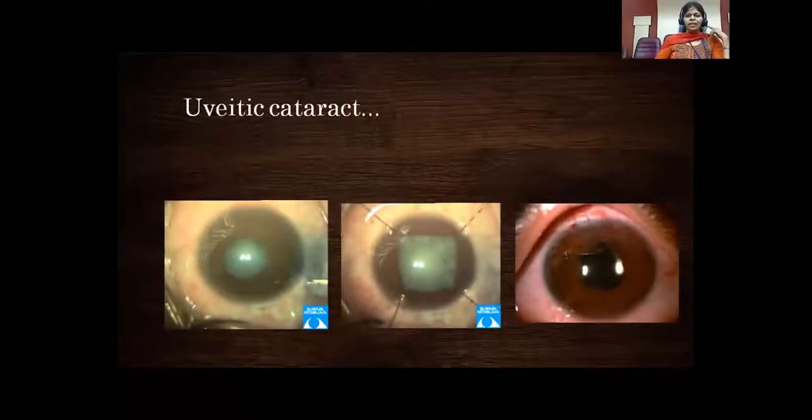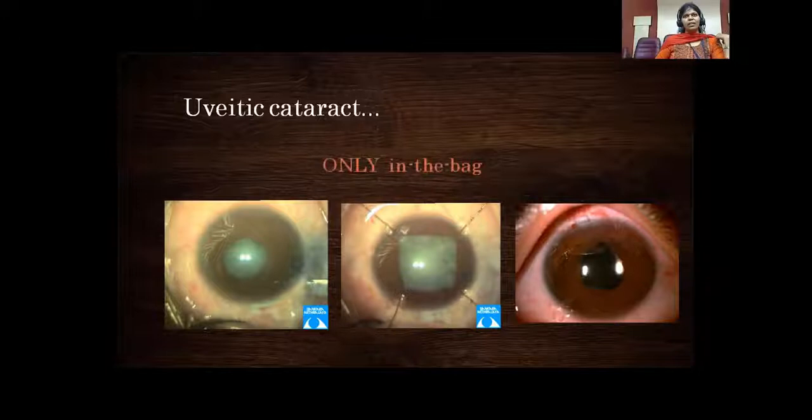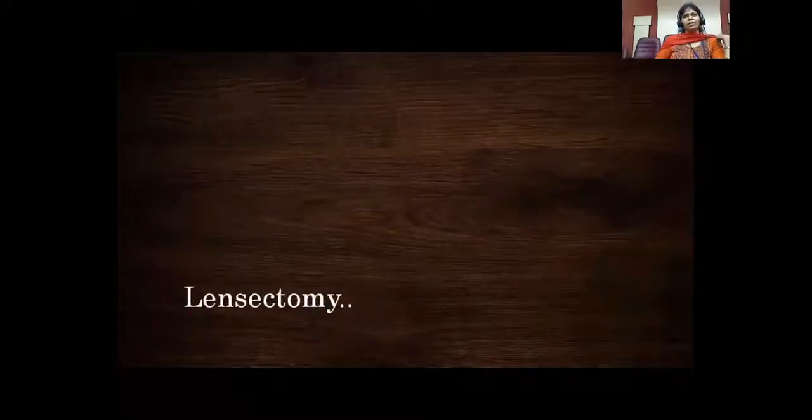And uveitic cataract is again another challenge, where you work hand in hand with the uveitis specialist. You manage the uveitis, and cataract is something you face in children during the course of uveitis management. It's a totally different lecture altogether. The main criterion here is that the lens, if at all you place it, has to be only in the bag. There is no role of a sulcus lens in a child with uveitic cataract.